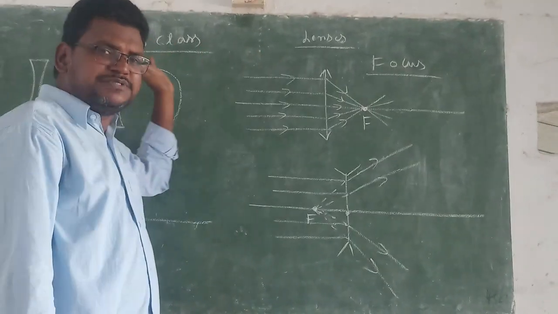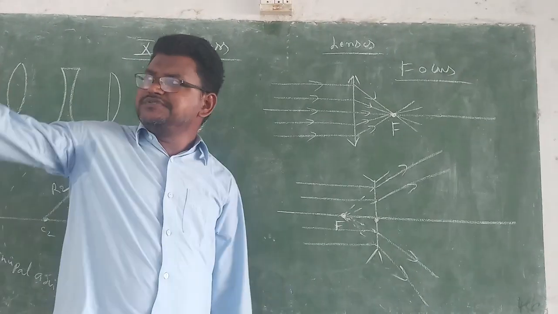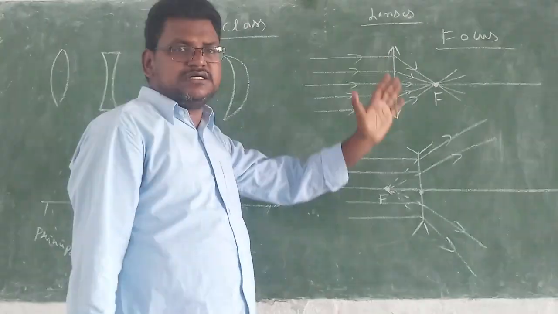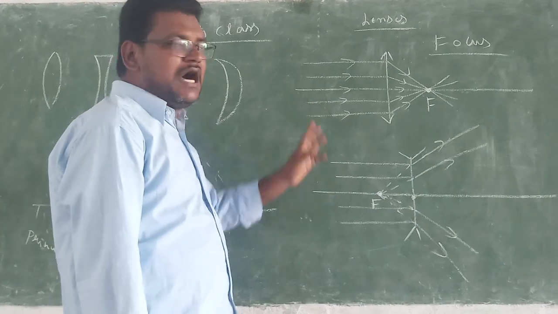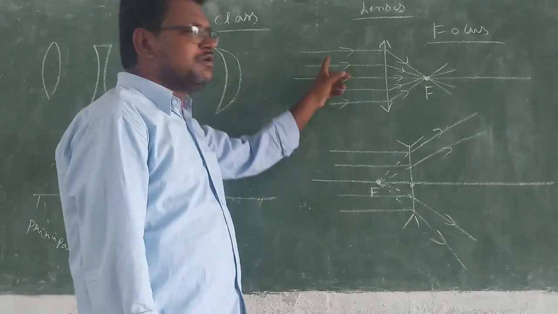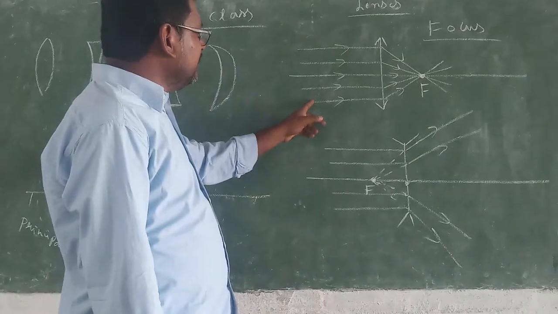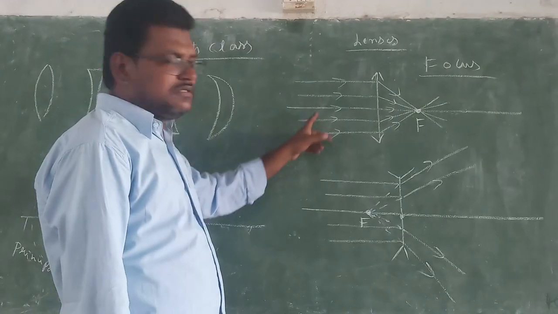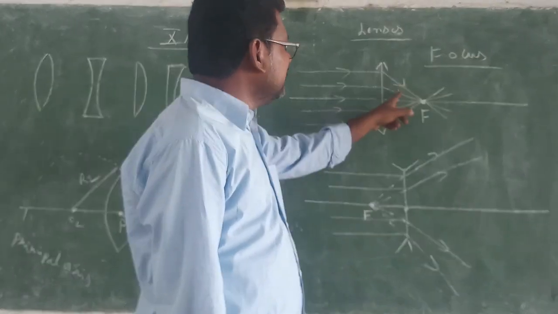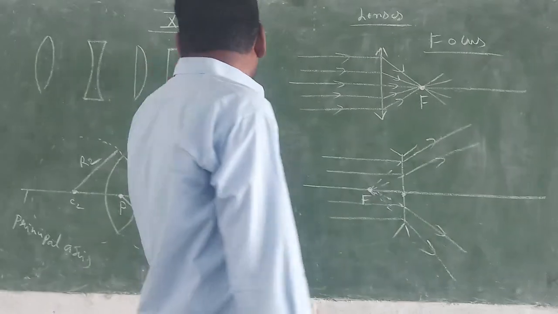Suppose we take the object at an infinite distance. If the object is at an infinite distance, the light rays coming from it are almost parallel to each other, and here parallel to the principal axis also. If the incident light rays are parallel to each other and to the principal axis, after refraction, all the refracted light rays converge at one point by a convex lens.